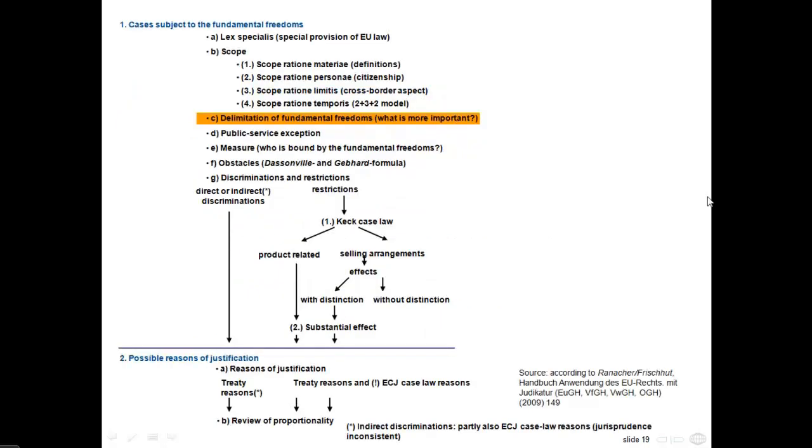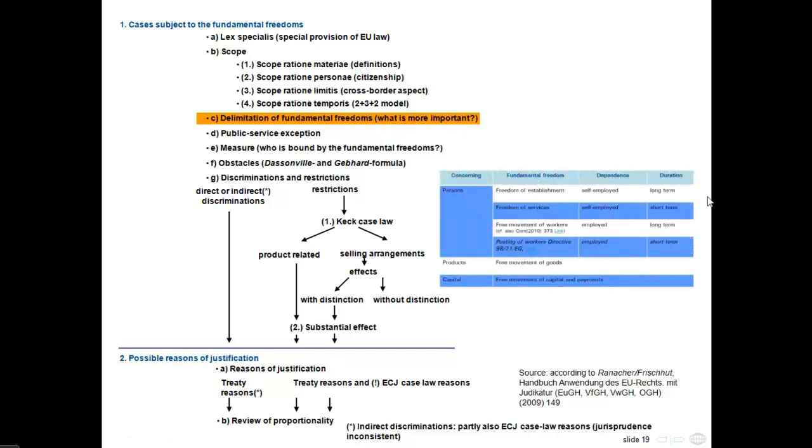The delimitation of fundamental freedoms. Think about buying lottery tickets. Which fundamental freedom could apply? Well, on the one side, the lottery ticket printed on paper would fulfill the definition of a product. On the other side, getting the chance to win a lot of money also constitutes a service in the sense of the case law of the European Court of Justice.